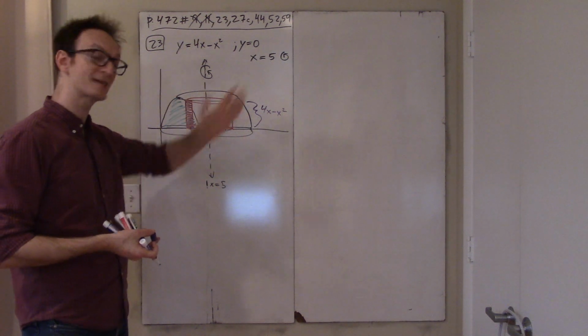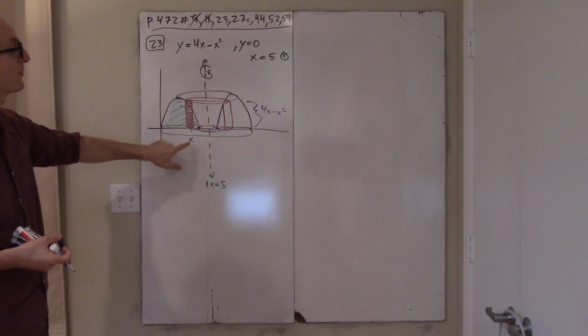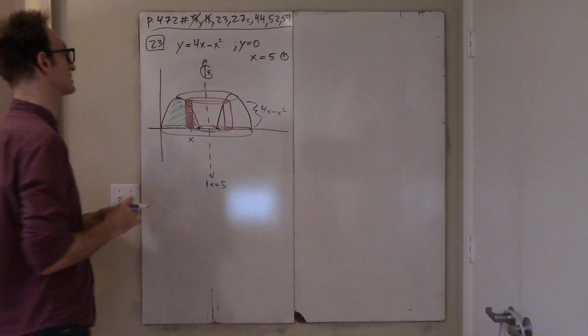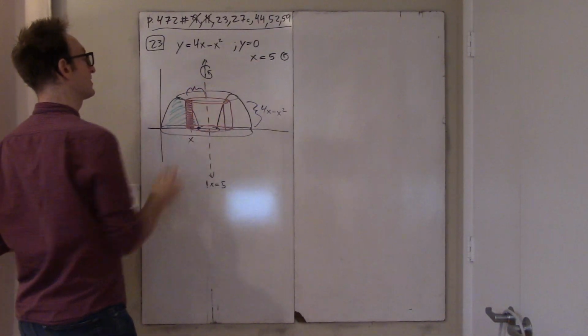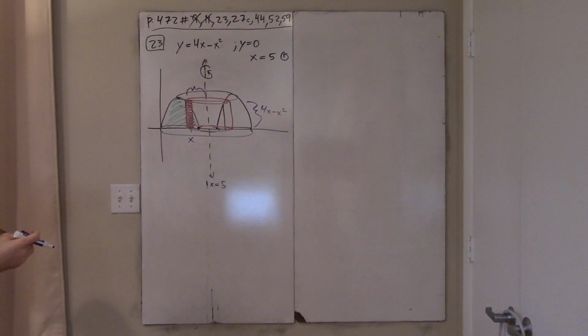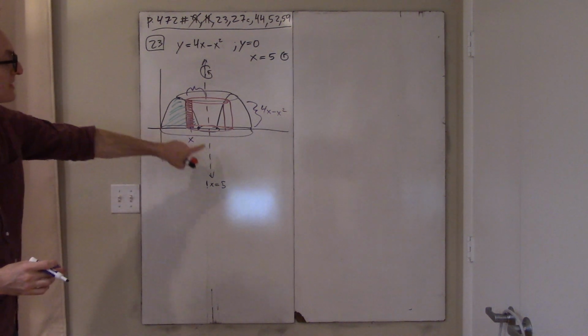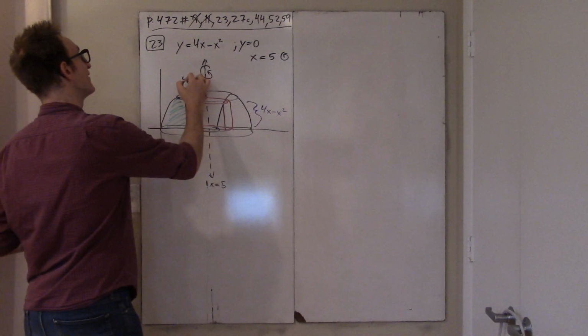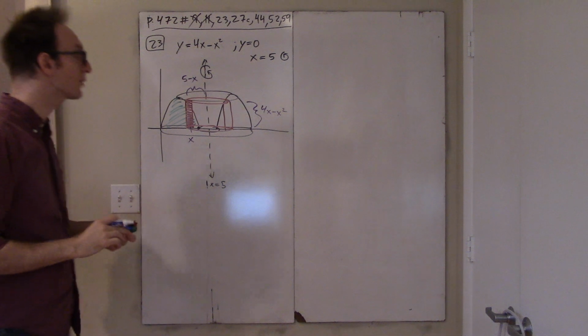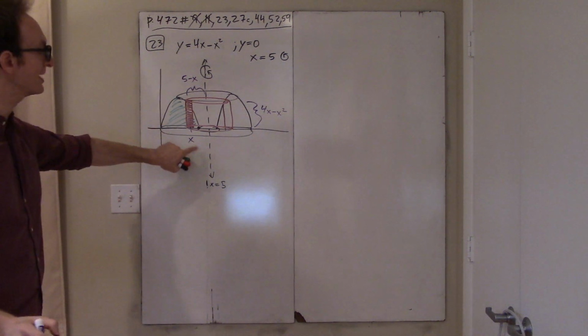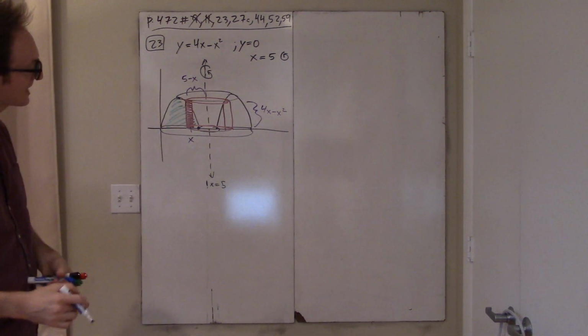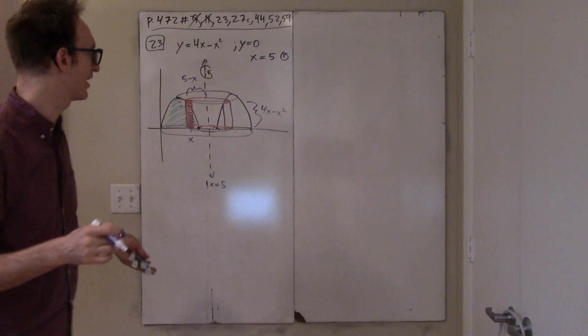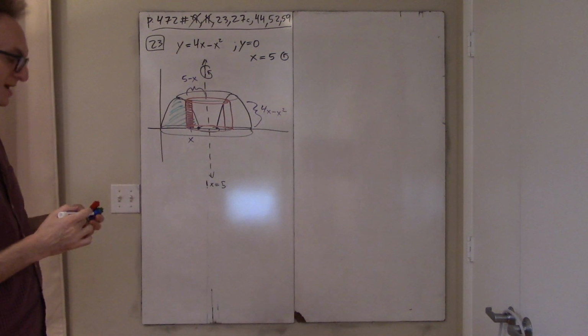The radius of the shell is the distance from the axis of rotation. So it's the distance from the representative rectangle to the axis of rotation. I have to look at that as my radius. And what is that? Well, if that's x, and that's 5, then this is 5 minus x. For a given x value, the representative rectangle is 5 minus x away from x equals 5, and so that is the radius of the shell.